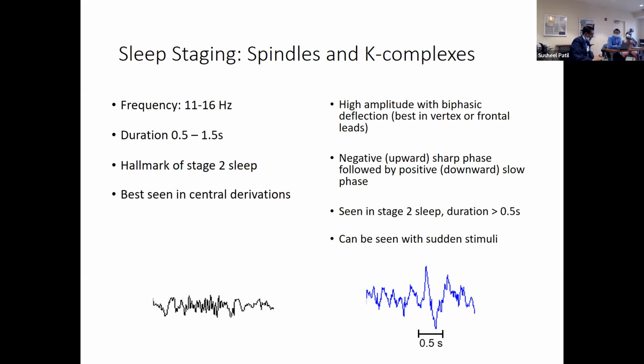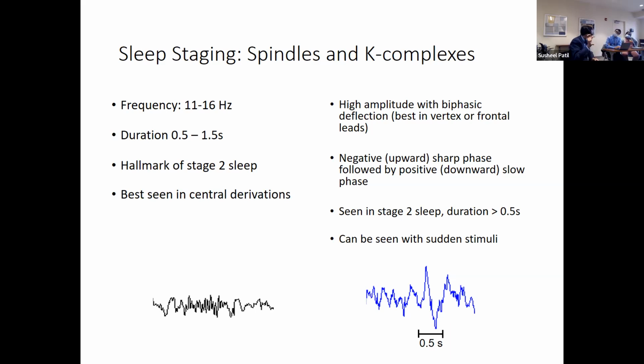There are a couple of other signatures that you want to look for, particularly when thinking about stage 2 sleep. These are the hallmarks: spindles and K complexes. On the left-hand side, you see what a spindle looks like at the bottom, and on the right-hand side, you see what a K complex looks like. Typically, a spindle has a frequency of 11 to 16 hertz, and its duration is typically half a second to 1.5 seconds.